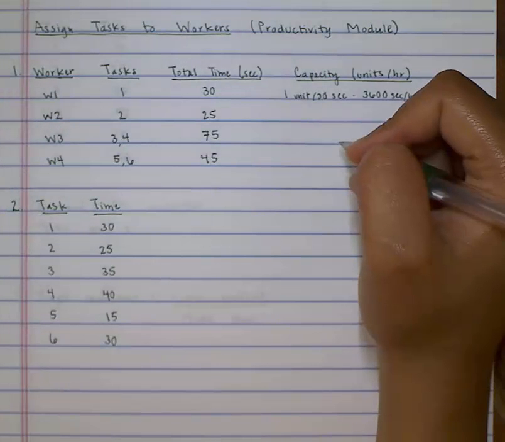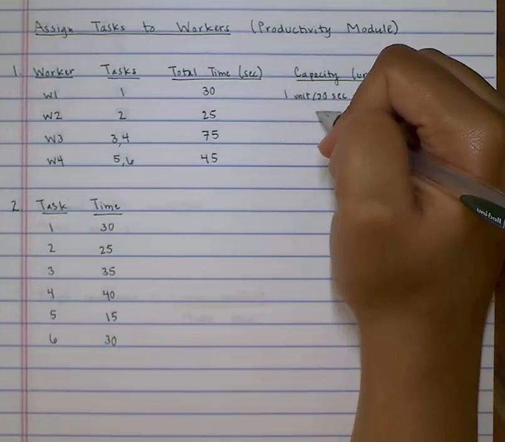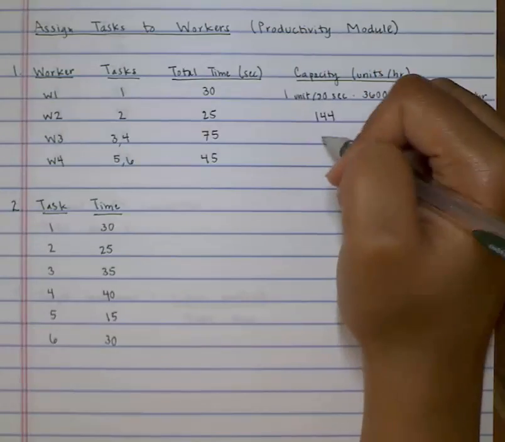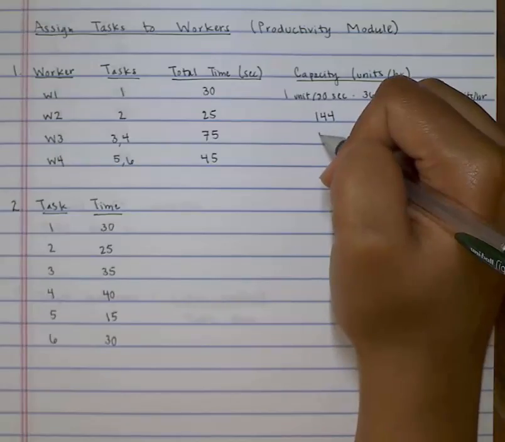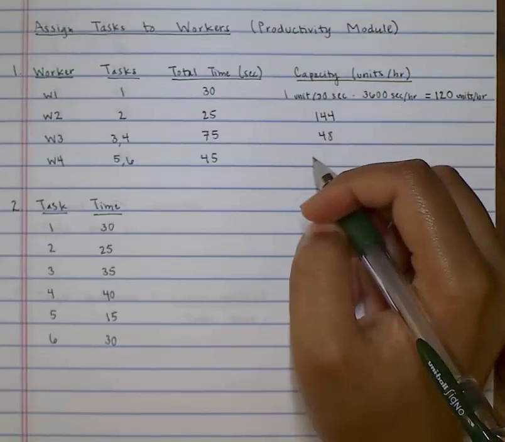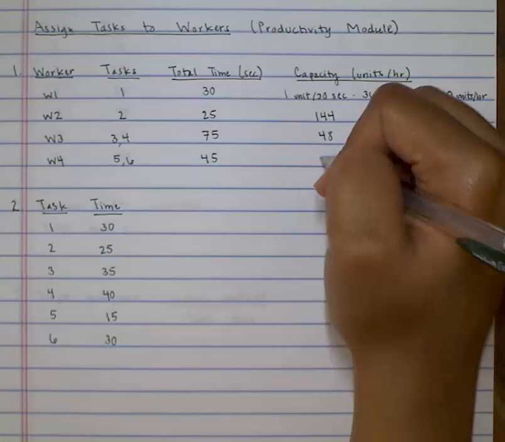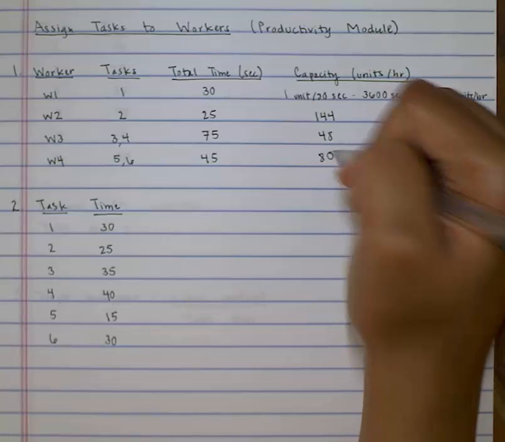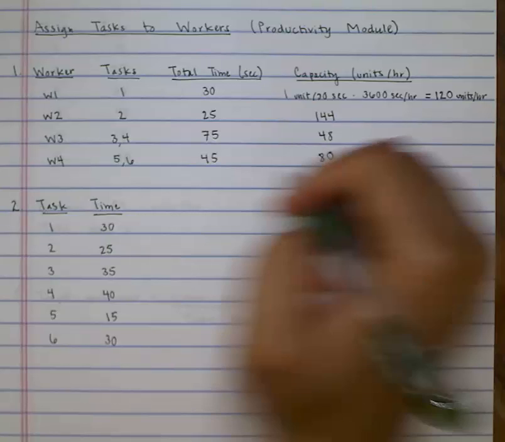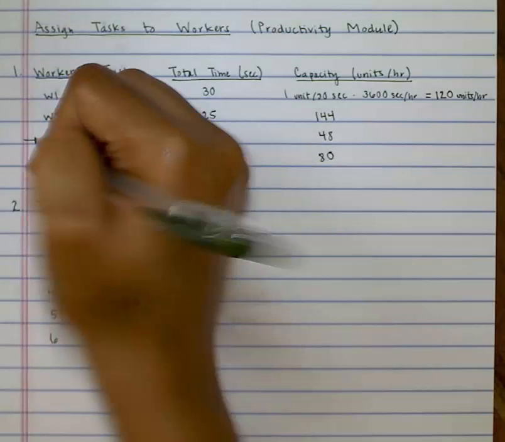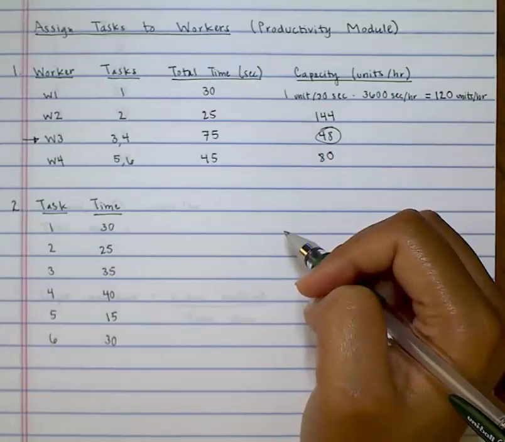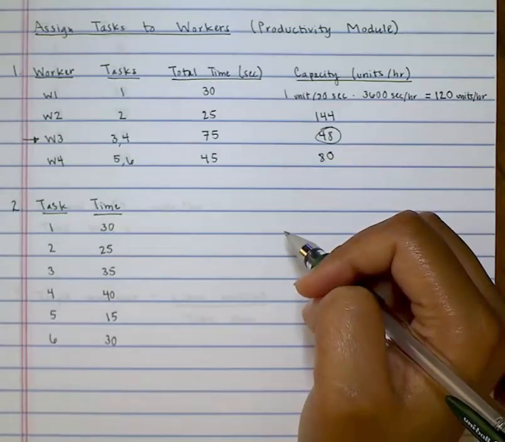Similarly, the capacity of Worker 2 is 1 unit per 25 seconds, or 144 units per hour. The capacity of Worker 3 is 1 unit per 75 seconds, or 48 units per hour. And finally, the capacity of Worker 4 is 1 unit per 45 seconds, or 80 units per hour. The bottleneck is Worker 3, with a capacity of 48 units per hour. Therefore, the capacity of the current line is also 48 units per hour.